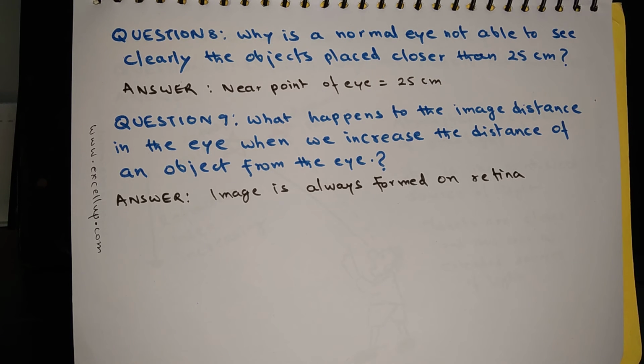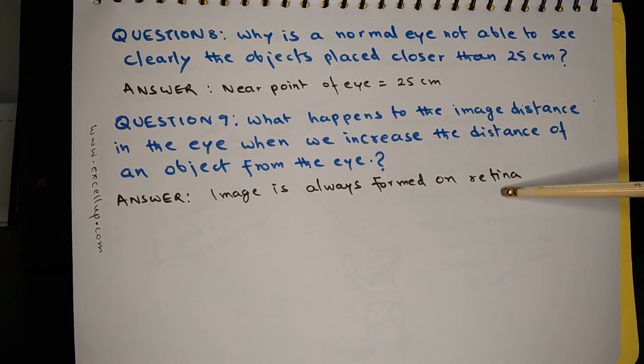Question 9. What happens to the image distance in the eye when we increase the distance of an object from the eye? No matter what is the distance of the object, the image is always formed on the retina. So whether it's the image of an aeroplane flying high in the sky or a flower which we keep in our hand, all the images will be formed on the retina.